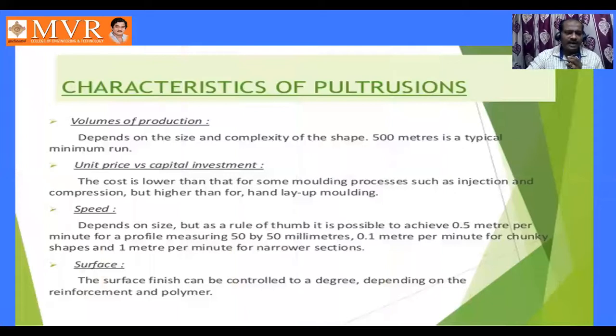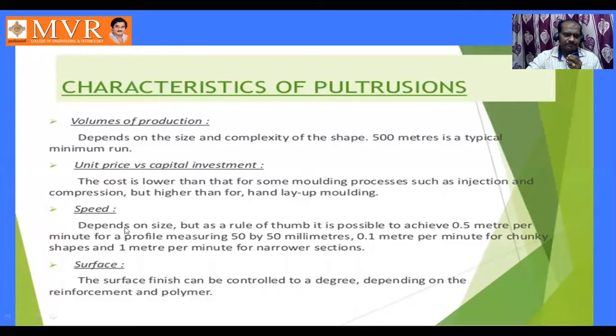So what are the characteristics of pultrusion? First, in terms of volume of production, it depends on the size and complexity of the shape. 100 meters is a typical minimum run. Unit price and capital investment: the cost is lower than that for a small molding process such as injection and compression, but higher than for a hand layup molding.